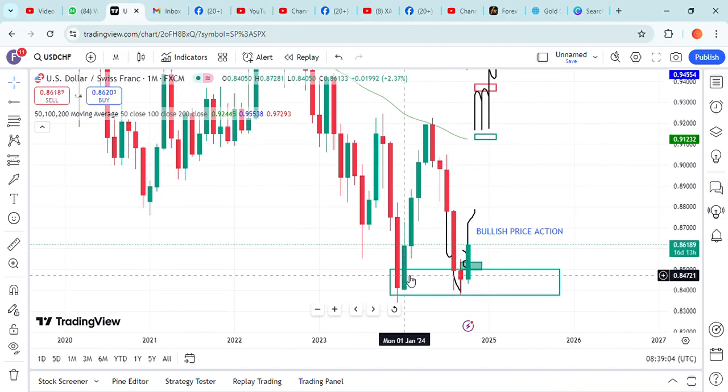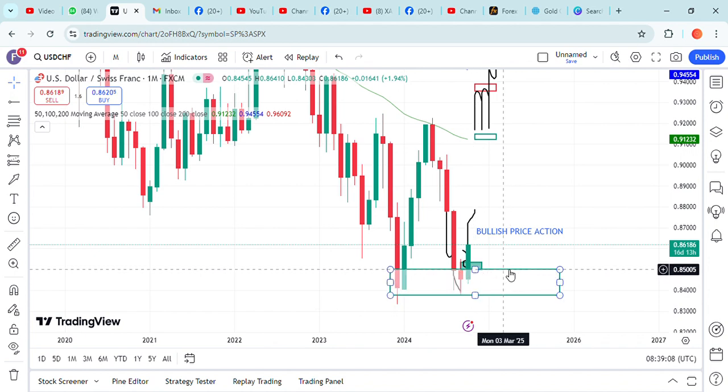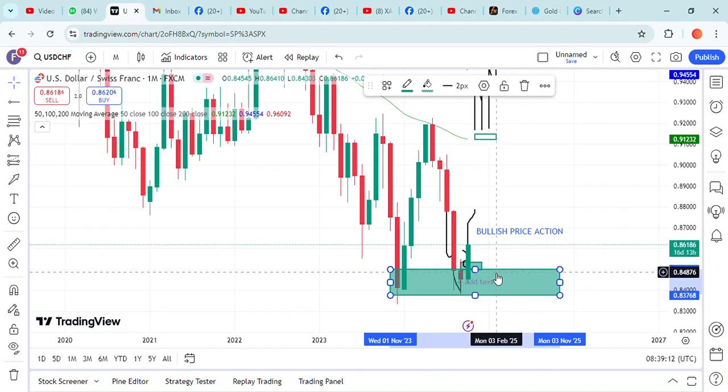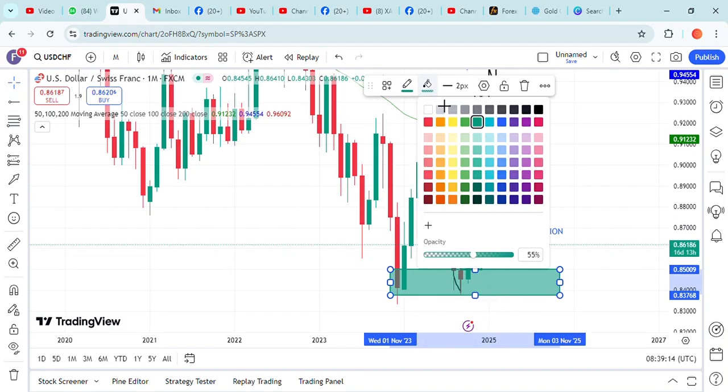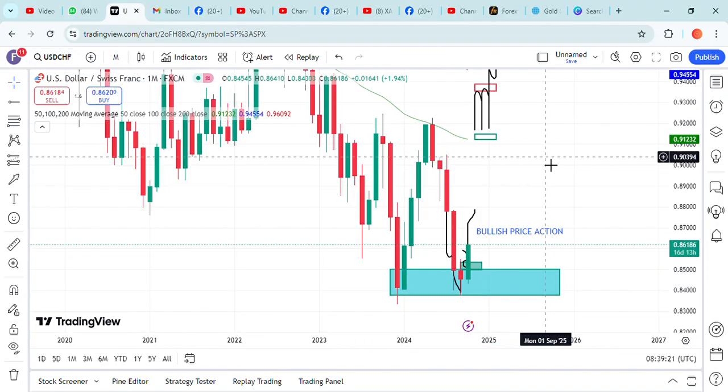testing a quite strong historical monthly demand support zone. From here, a previous rejection to the upside was created. The market is testing the exact same area and has already started rejecting it to the upside. So from a monthly standpoint, everything seems to be bullish, and more bullish price could be expected from this zone.